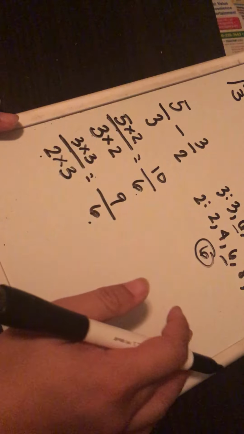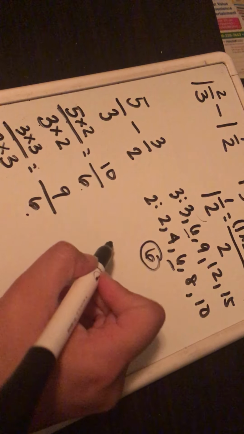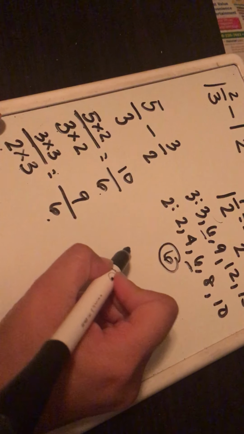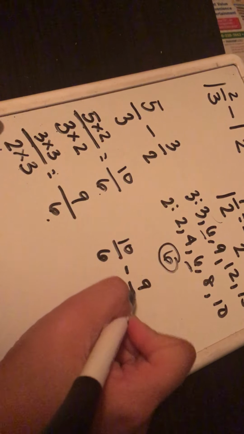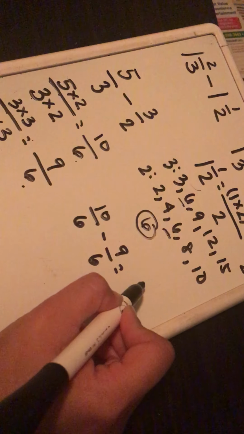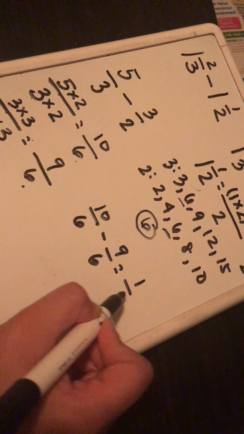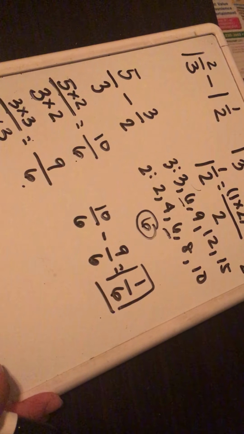Okay, so let's go ahead and subtract now since our denominators are the same. It will be 10 over 6 minus 9 over 6. My answer would be 10 minus 9, which is 1 over 6.